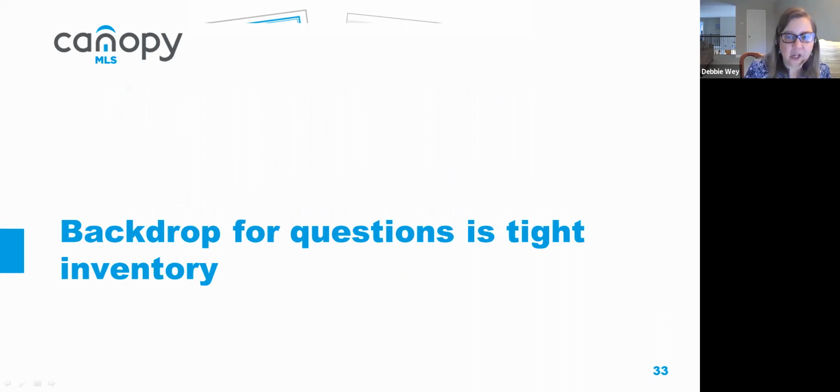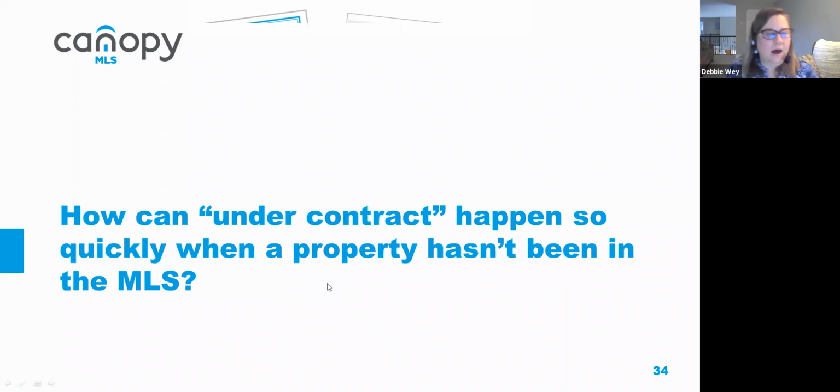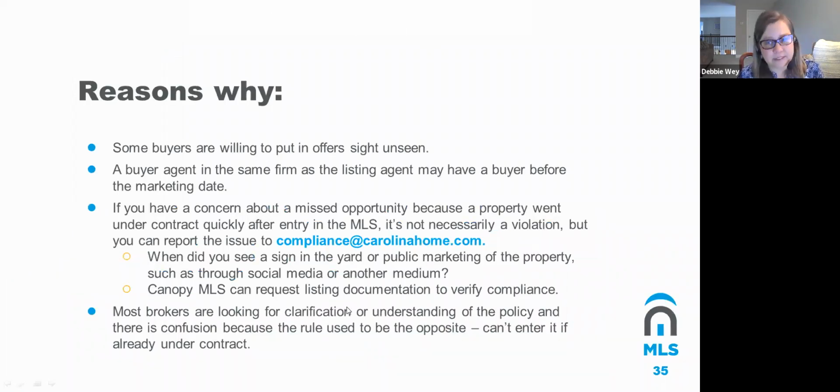But we are getting killed with tons of questions that are really tied to this tight inventory situation that we're in. And lots of questions coming from agents about, how did that listing go from being submitted to the MLS to under contract in a day? I just don't understand it, right? Maybe it was on coming soon, no show, or maybe they input it as active and updated it to under contract within a day. So here are some of the reasons why that's happening. Number one, buyers are willing to put in offers sight unseen. It's getting pretty desperate out there. So that's happening more and more.